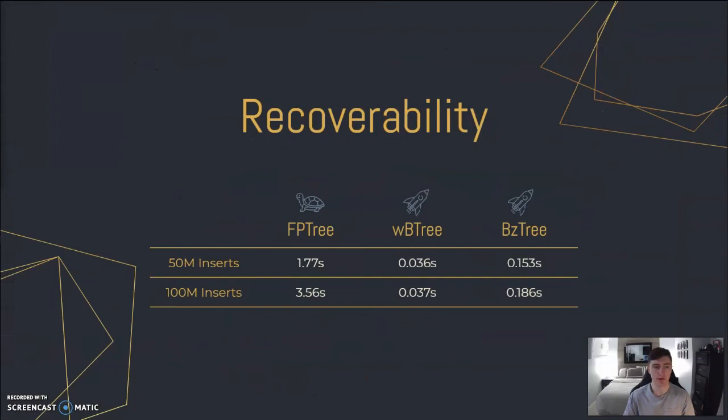The table shows the recovery times for the trees after 50 million and 100 million record inserts. The recovery time for the index structures that only use persistent memory, like the WB tree and the BZ tree, is much faster than the other indexing structures, like the FP tree, which are a hybrid of DRAM and persistent memory. So, the trade-off is worse overall performance for faster recovery.